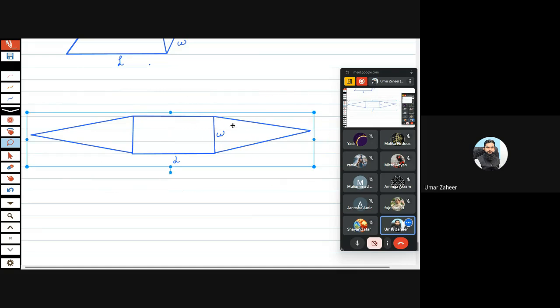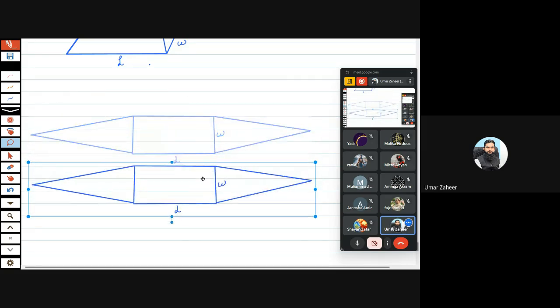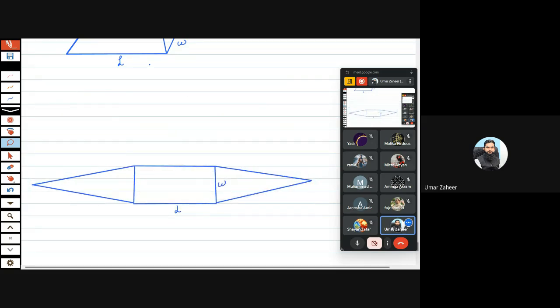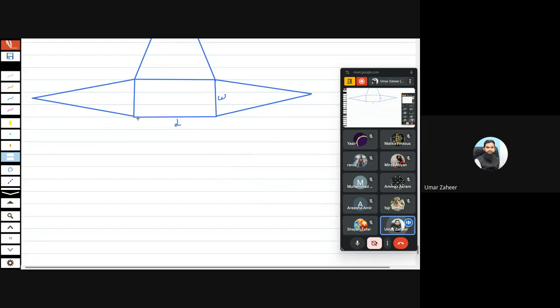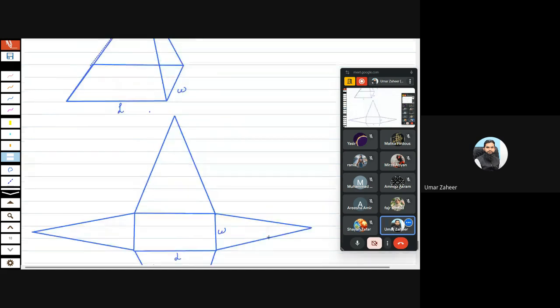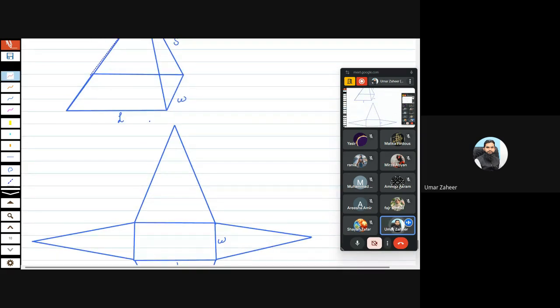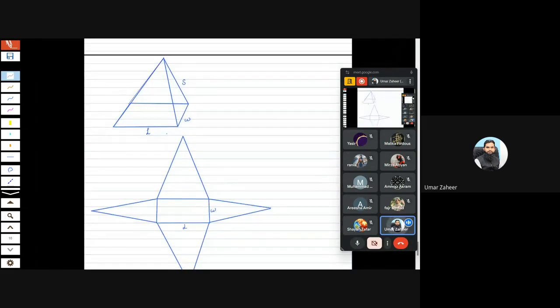Take it a little bit down. We'll get a rectangle on the top and exactly the same triangle at the down. In this type of pyramid, this is length and this is width.